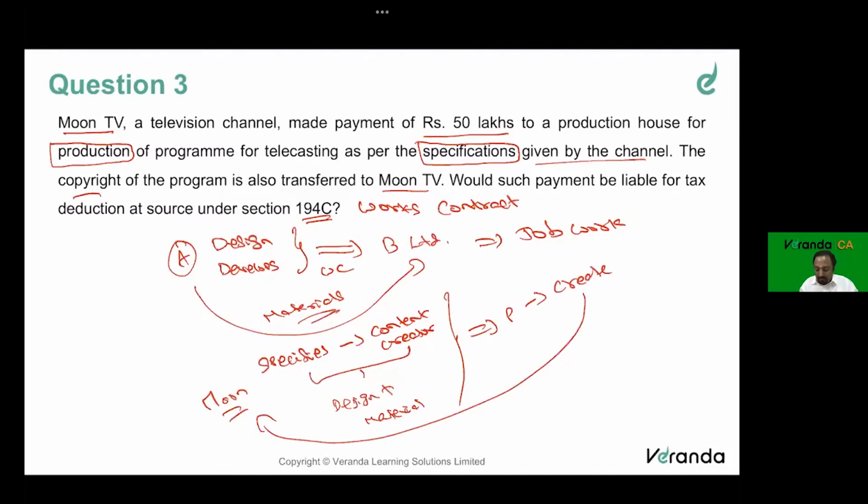So similarly here also, Moon Limited provides the content, everything, to this P. P designs and creates this particular show, and then gives it back to Moon TV for the telecasting rights. So the telecasting rights now come back to Moon TV. In fact, they're saying even the copyright of this program lives with Moon TV. That's what we are saying here. It's a job work.